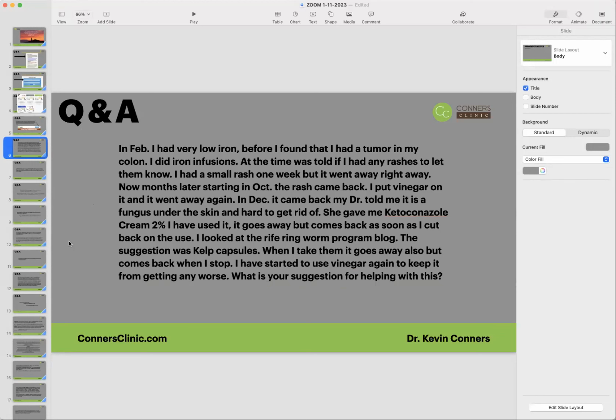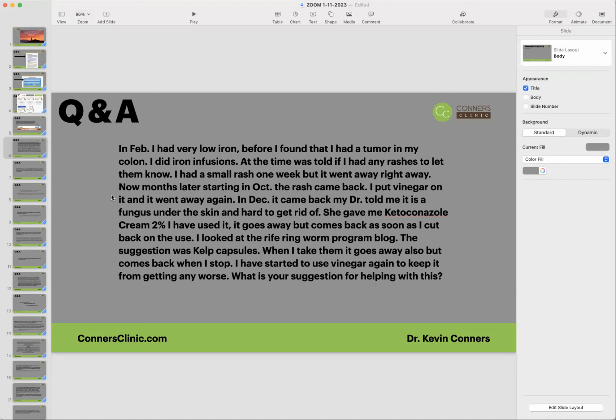In February, I had very low iron, before I found out that I had a tumor in my colon. I did iron infusions. At the time, I was told if I had any rashes to let them know. I had a small rash one week, but it went away. Now, months later, starting in October, the rash came back. I put vinegar on it and it went away again. In December, it came back. My doctor told me it is a fungus under the skin and it's hard to get rid of.